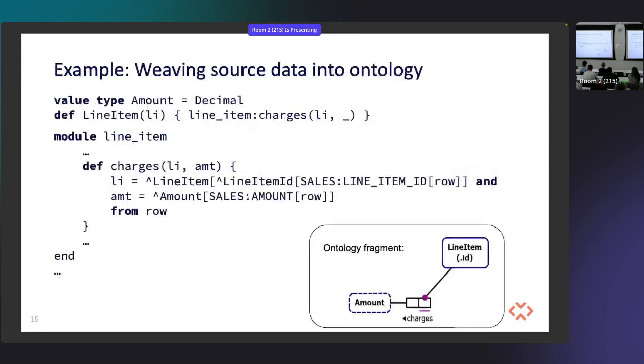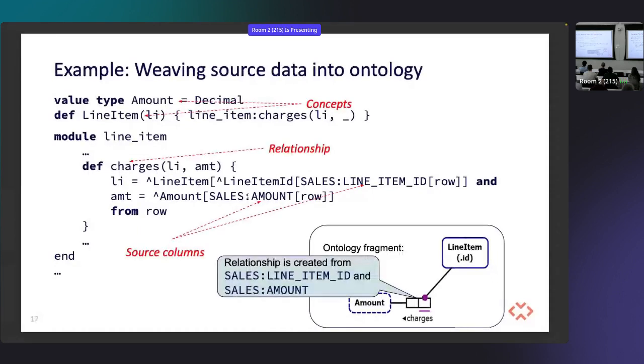So let me give you an example for such a weaving rule. Here on this slide, I called out a small fragment of the ontology that I presented earlier. Here we have a line item that charges some amount. And in this piece of Rel code, you can see that we define the value type amount. We also define a set of line item entities. And then we describe the definition of how this line item charges amount relationship should look like, and how we weave the source data into this relationship.